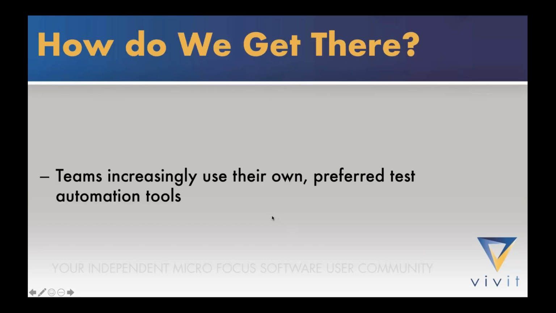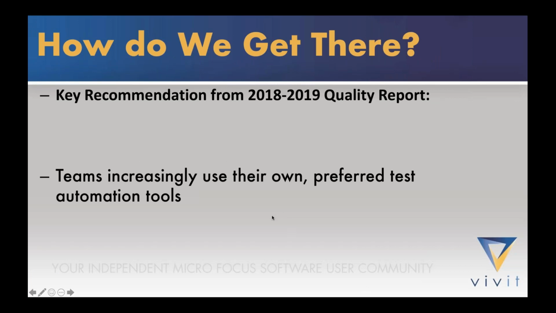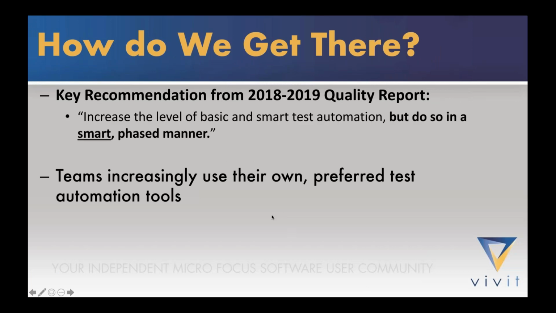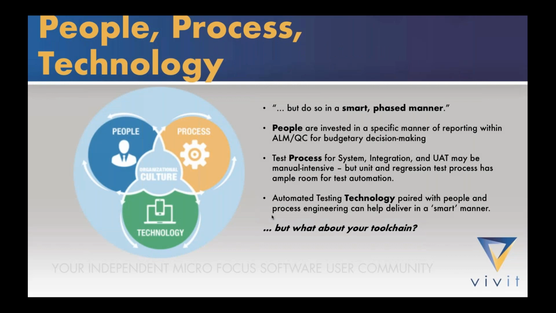But how do we get there? Key recommendations from the 2018-2019 quality report are to increase the level of basic and smart test automation, but to do so in a smart phased manner. What does that actually mean? Teams are increasingly using their own preferred test automation tools. So how do we deal with this? What does a smart phased manner mean?